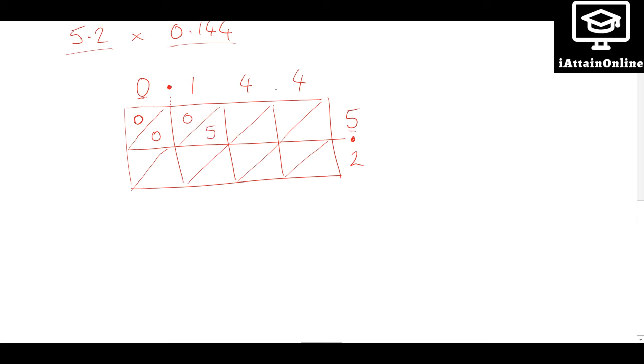4 times 5 is 20. So that's 2 tens and 0 units. 4 times 5 is 20 again. And then we'll do the same at the bottom, just multiplying all of these numbers by 2. And 4 times 2 is 8. Okay, now where these diagonal lines come down, I'm just going to extend them a little bit.